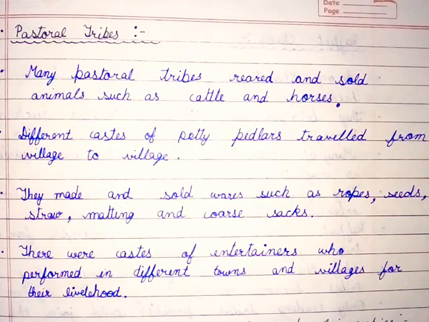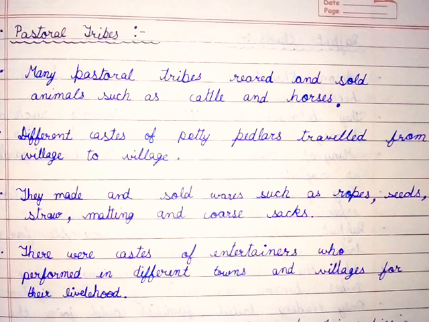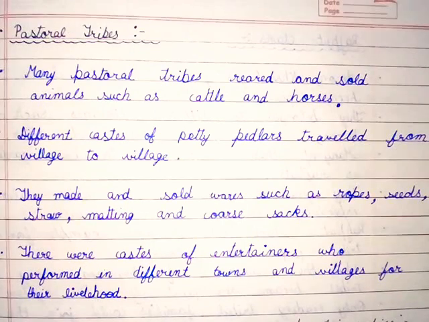Pastoral tribes: many pastoral tribes reared and sold animals such as cattle and horses. Different castes of petty peddlers traveled from village to village. They made and sold wares such as ropes, seeds, straw, matting and coarse sacks. There were castes of entertainers who performed in different towns and villages for their livelihood.